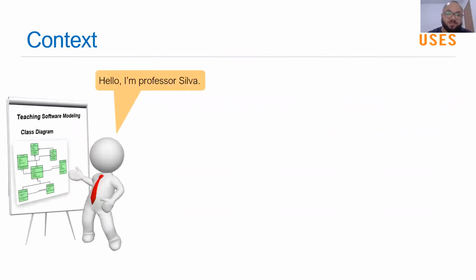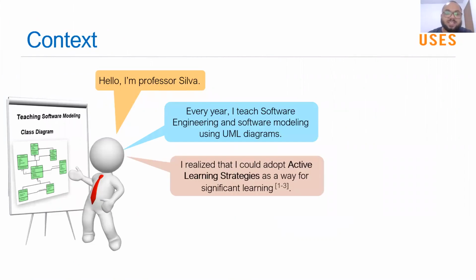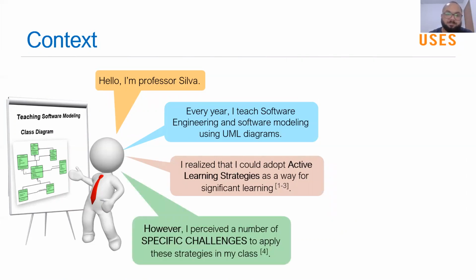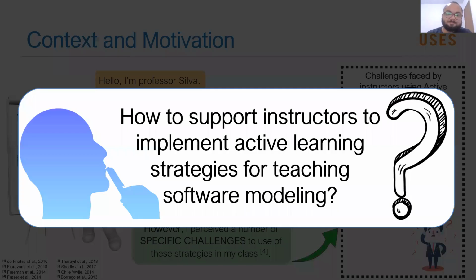Hello, I'm Professor Silva. Every year, I teach software engineering and software modeling using UML diagrams. I realized that I could adopt active learning strategy as a way for significant learning. However, I perceived a number of specific challenges to apply this strategy in my classroom. Some challenges faced by instructors are lesson preparation time, students' resistance, and a lack of criteria to decide which is the best active learning strategy to design and implement in my classroom.